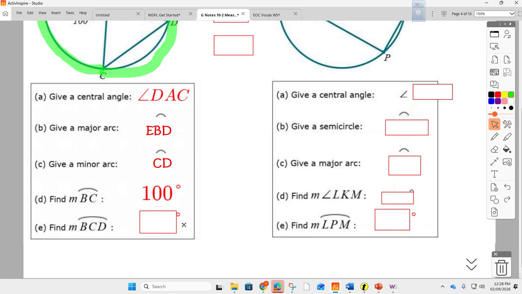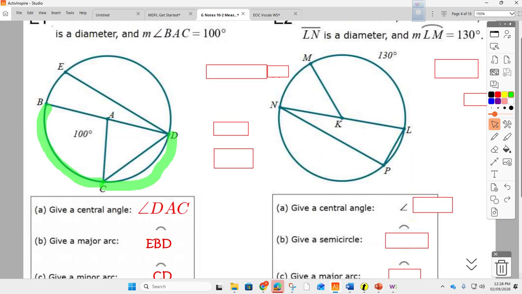All right, we're going to go through the second circle, K, parts a little bit quicker. So this is circle K. It's the center point. Just take a gander at it for a second, then I'm going to start calling on people to give me the answers to these questions. Got points M, N, P, and L on the circle. The center is K inside the circle. It tells us here that LN is the diameter, and the measure of arc LM is 130 degrees.